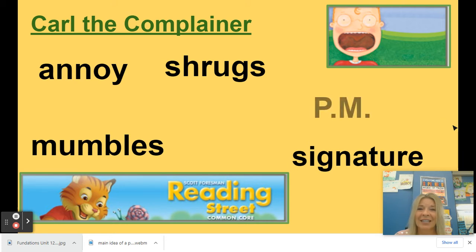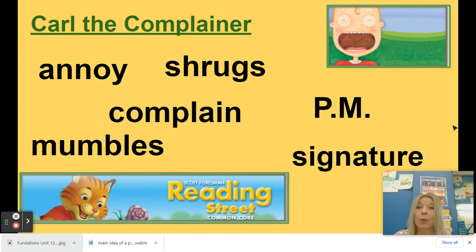Perfect. This one's kind of tricky because it doesn't look like a full word. We don't see any vowels in it, but it's just PM. That's easy. Your turn. Notice it's also capitalized. And we have the word complain. Your turn. Great. And you can see that complain is the base word, and it goes right into that title where we have Carl the Complainer. So we added that suffix ER.